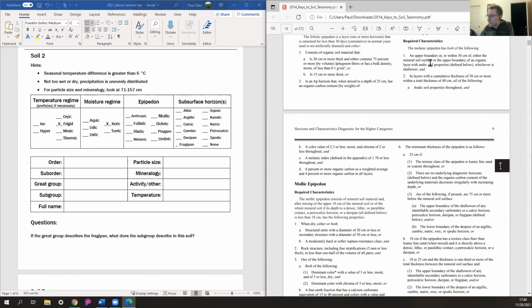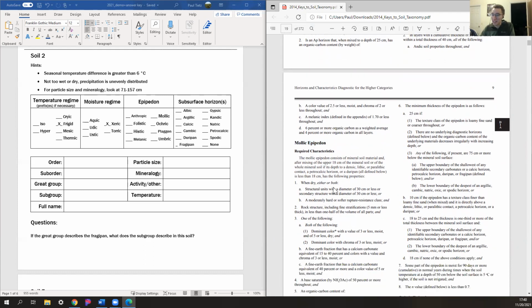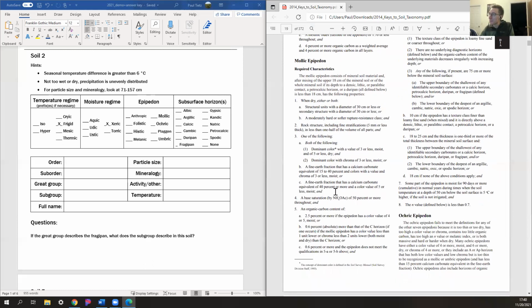We'll keep that one in mind, but I want to start off right here with molic epipedon. This is going to be a pretty common one, and it's going to be the one you want to probably think to test first in most cases. So this first requirement for molic, when dry, either both structural units with a diameter of 30 centimeters or less. This just means the particles in the soil are less than a foot in diameter. So it's like serious rock chunks that we're dealing with.